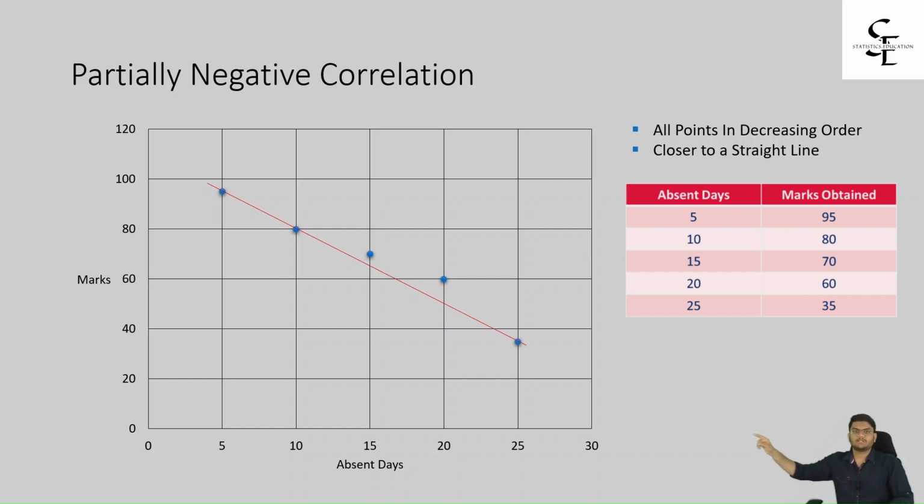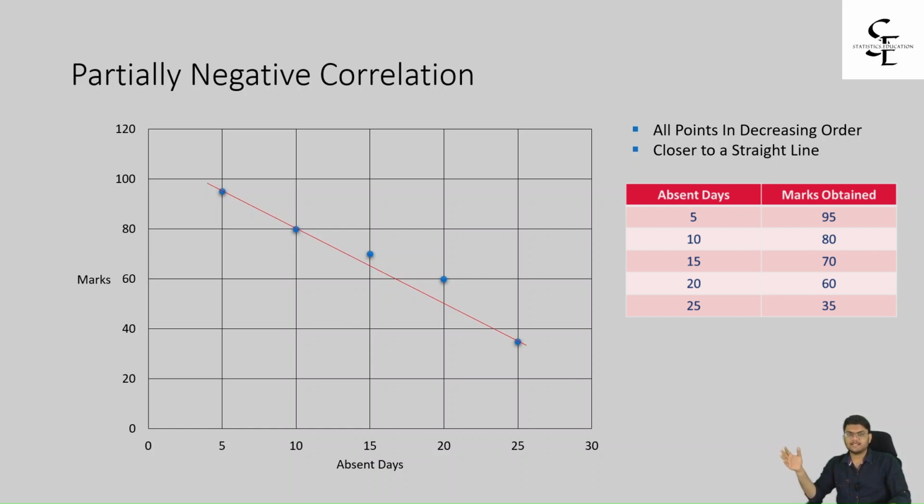On the graph, on the x-axis, we have the absent days and on the y-axis, we have the marks. Here, when the absent days are 5, the marks obtained is 95. When the absent days increased to 10, the marks obtained decreased to 80.